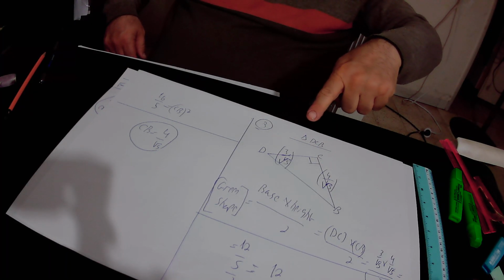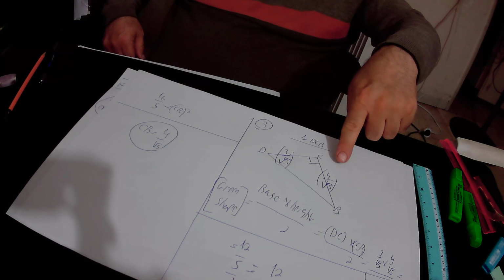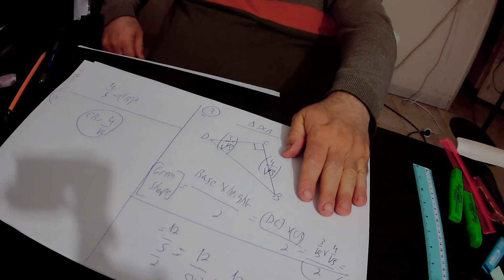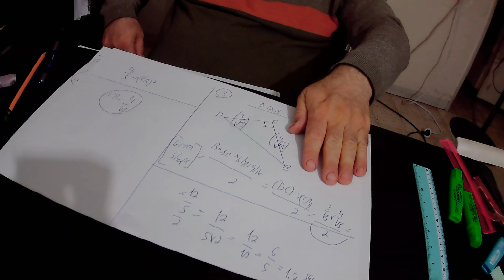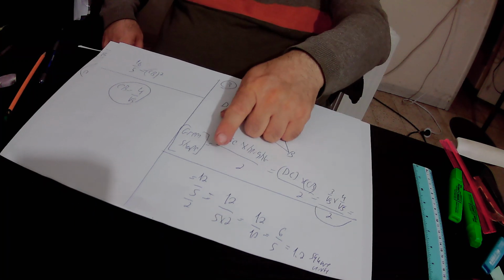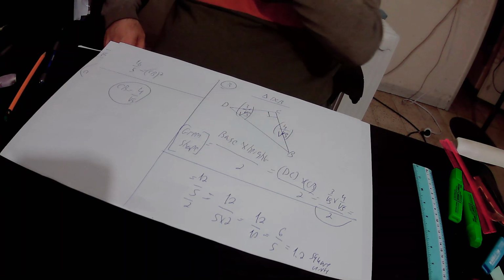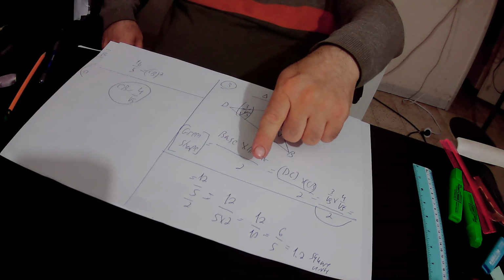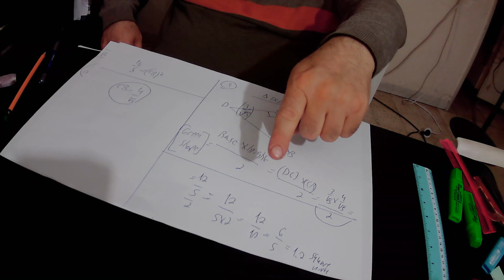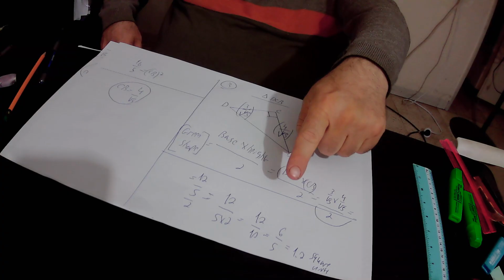The base DC equals 3 over square root of 5 times the height CB, which equals 4 over square root of 5, divided by 2. So here we have 3 times 4, that is 12, and square root of 5 times square root of 5 is 5, divided by 2. So in total this expression equals 12 over 5 over 2. 12 over 5 over 2 is 12 over 5 times 2. So it is 12 over 10. So the area of the green shape equals 12 over 10 square units.